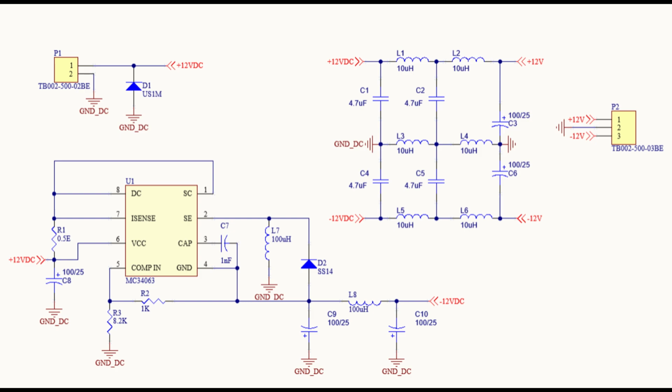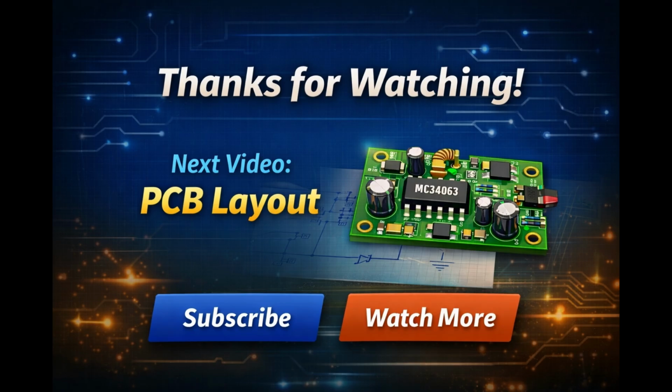We have created the project, selected components, prepared libraries, placed symbols, connected the circuit, and performed schematic annotation. These steps form the essential foundation of any successful PCB design. In the next video, we will move to the PCB layout stage, where we will import the schematic, perform component placement, define the board outline, and begin routing.